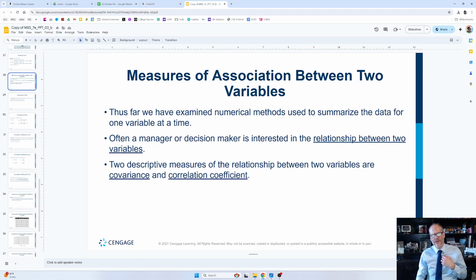So now we're going to learn about covariance and the correlation coefficient. These are numerical measures of association between two variables. Association means, do they influence each other? So if we spend more on marketing, do sales also go up? That would be considered a positive relationship. The more we spend on marketing, the more sales go up.